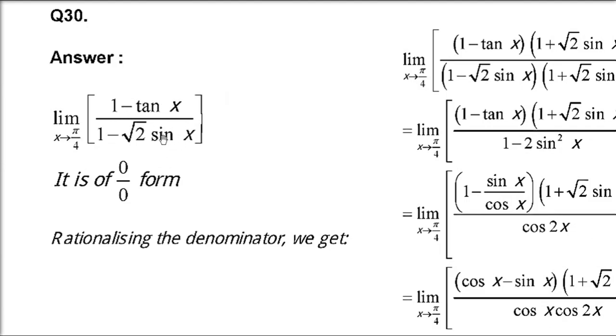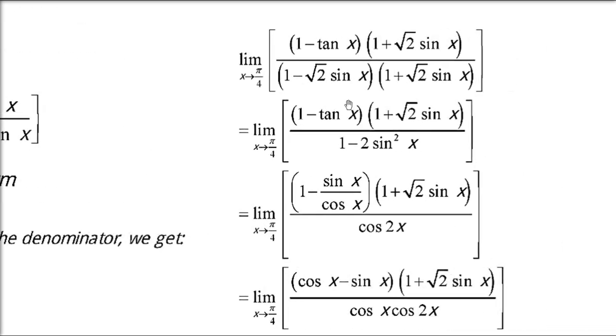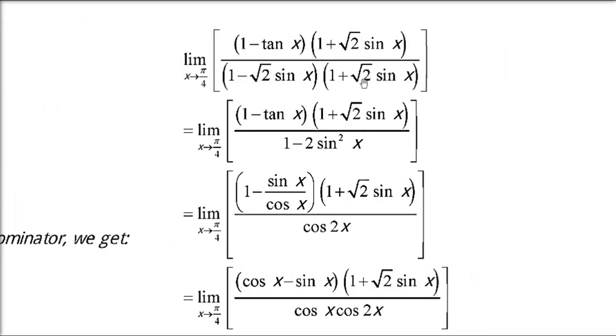Because in 1 minus root 2 sin x, sin pi by 4 is 1 by root 2, root 2 cancels, 1 minus 1. So 0 by 0 form will come, which we don't want. Anything divided by 0, we don't want. So we need to rationalize it first. Multiply it by the rationalization factor, 1 plus root 2 sin x.